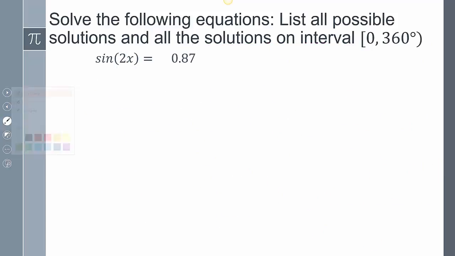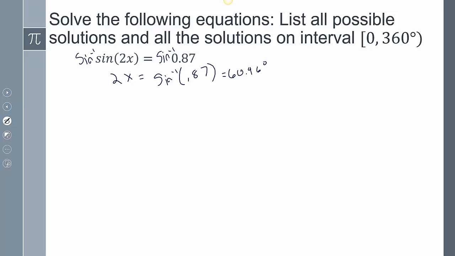For this next one, this is where if I take the sine inverse to both sides here, I'm going to get 2x equals the sine inverse of 0.87. So this is where we're actually going to have to enter this into our calculator. Now if you're wondering why do I have to enter this in the calculator, that's because there's no value of 0.87 on our unit circle. So doing the sine inverse of 0.87 in my calculator, it's going to give me 60.46 degrees.